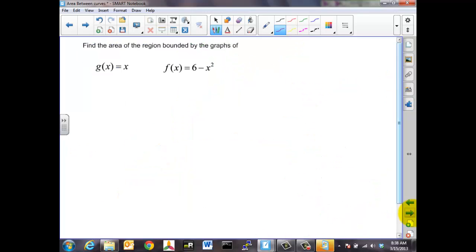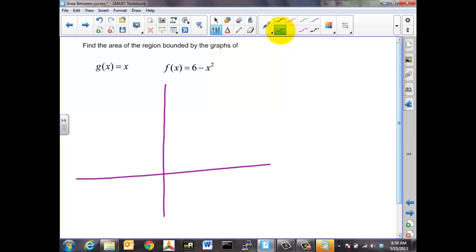All right, let's keep moving on. Find the area of the region bounded by the graphs of... What's different this time? We've only got 2 functions. Well, we've had 4 the last 2 times, so let's draw this picture and see what we've got here.